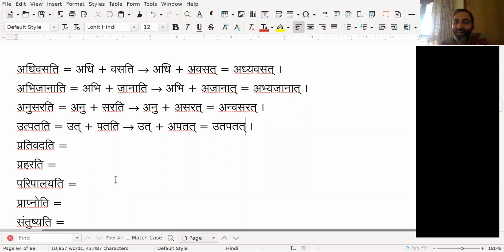Now you know how much of a difference it makes if I miss the Akara and I add the Akara. That's why Sanskrit is very particular. You have to pronounce the Akara when it is there, and we don't pronounce it when it is not there. We got to have a Sanskrit calculator so that we don't make mistakes. This is Swaraganita.